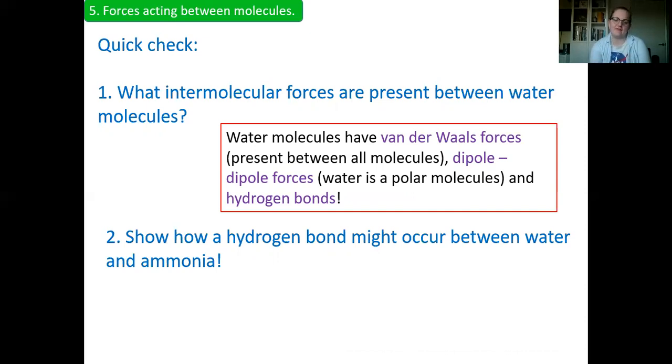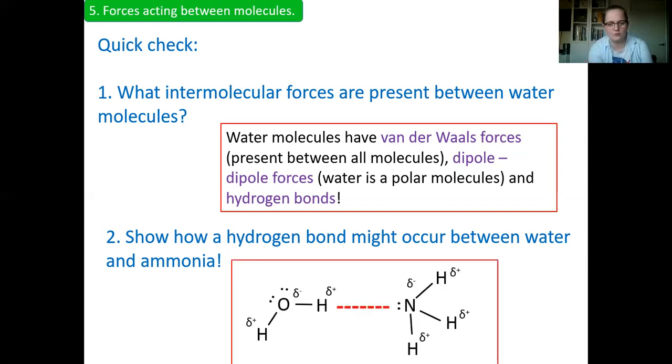And you can also get asked things like this: show how a hydrogen bond might occur between water and ammonia. So here's an example. That is our water molecule with the free lone pairs of electrons drawn on. We also have our partial charges drawn on, and then we have our straight dotted line showing our hydrogen bond at an angle of 180 degrees.